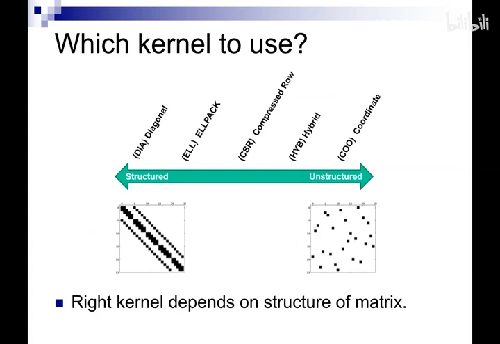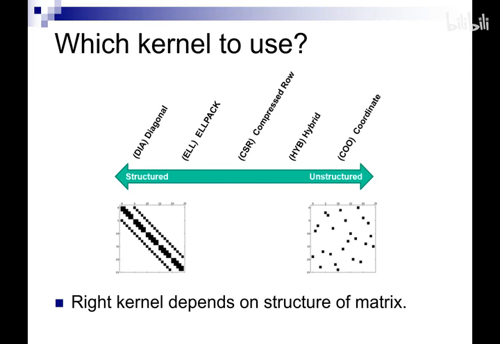This is showing which kind of format you should use depending on the structure of your matrix. The way we're going to look at these is that you can go from structured to unstructured matrices. By structured we mean something like these diagonal matrices. They have a lot of structure to them, so in that case, you can use something like the diagonal format.